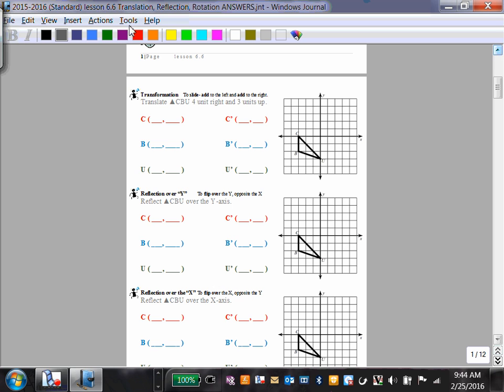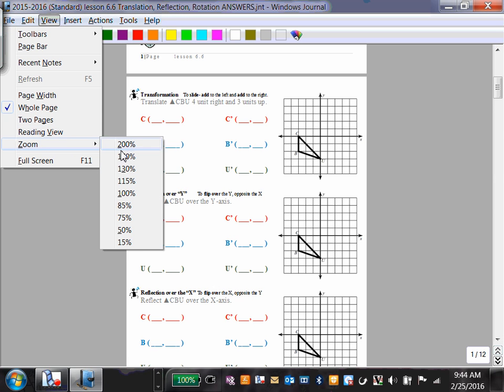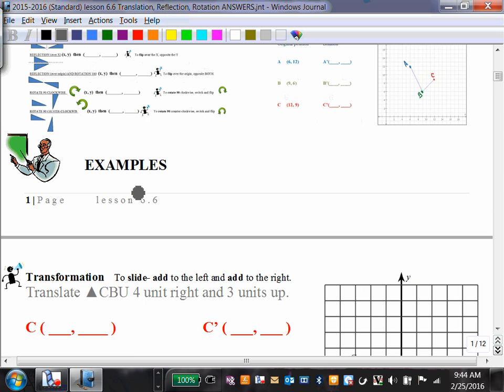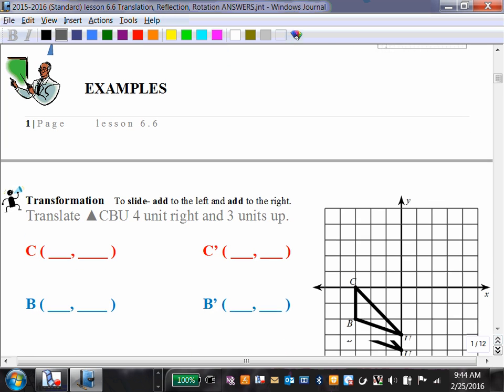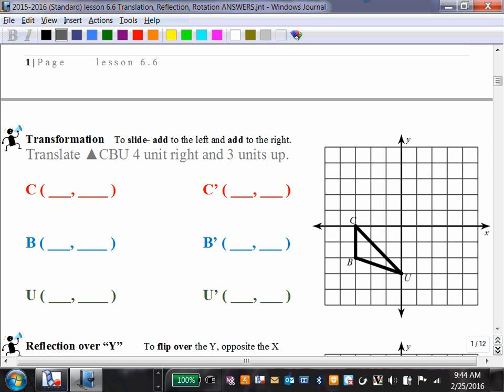All right, guys, let's zoom through this here. Front page, it's today's lesson. Step number 1, let's get our points here. We're going to be using the same 3 points each time.